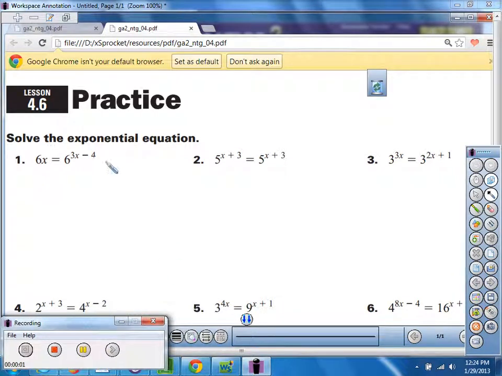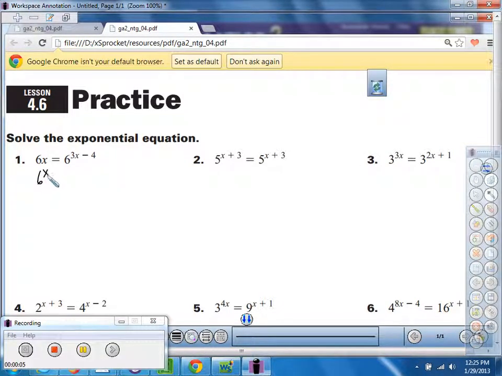Alright, here we're looking at exponential equations. Now, this one right here is written wrong. It should be x, 6 to the x power. So I'm not actually doing anything different to it, so it should be 6x and 6 to the x power, two different things. So 6 to the x power. Alright, now let's look at the bases.